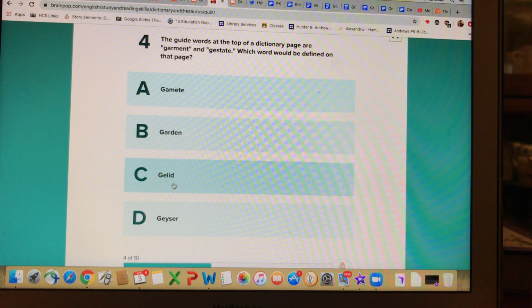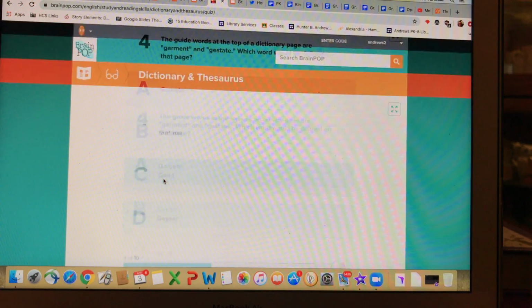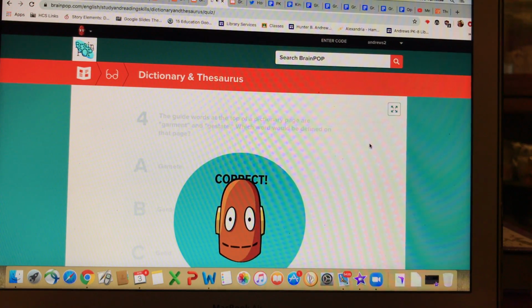Gelid, let's look. G-E-L. Well, I have G-A here, so we know G-E would come after it. So let's see if it would come before gestate, so it would be in the middle. G-E-L, G-E-S. Well, we know L comes before S in the alphabet, so G-E-L could be right in here in front of gestate because it also comes after G-A-R. Good job.